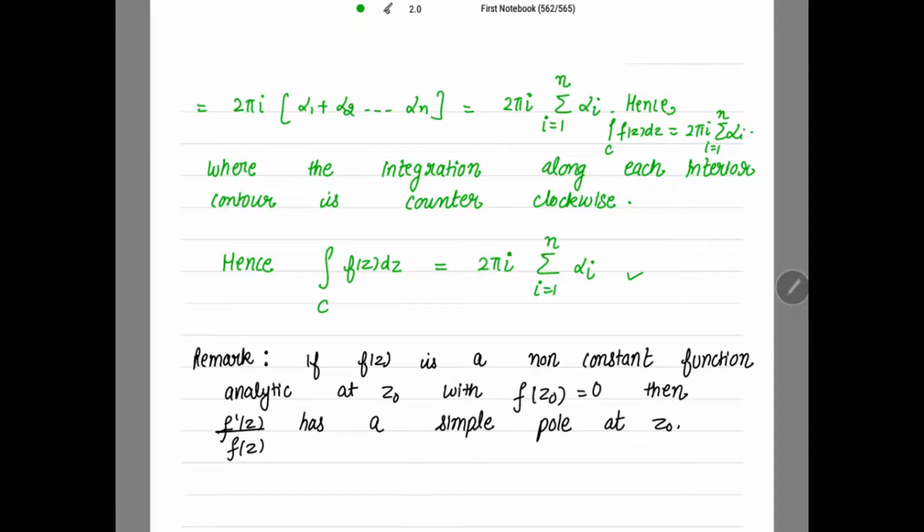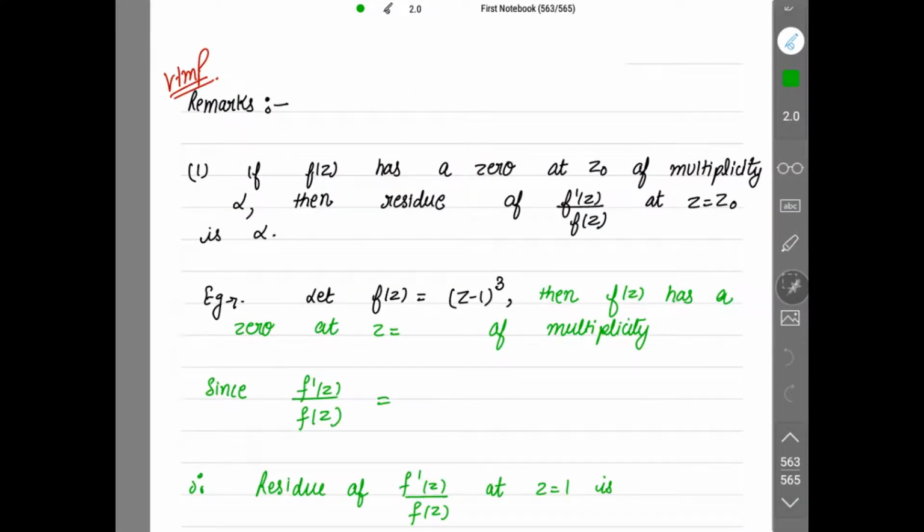Now there is a very important remark. If f(z) is a non-constant function analytic at z0 with f(z0) equal to 0, which means the point z0 is a zero of f(z), then f'(z) over f(z) has a simple pole at z0. Just need to keep in mind. These remarks are very important and very useful in quickly solving objective type questions for the UGC NET exam.